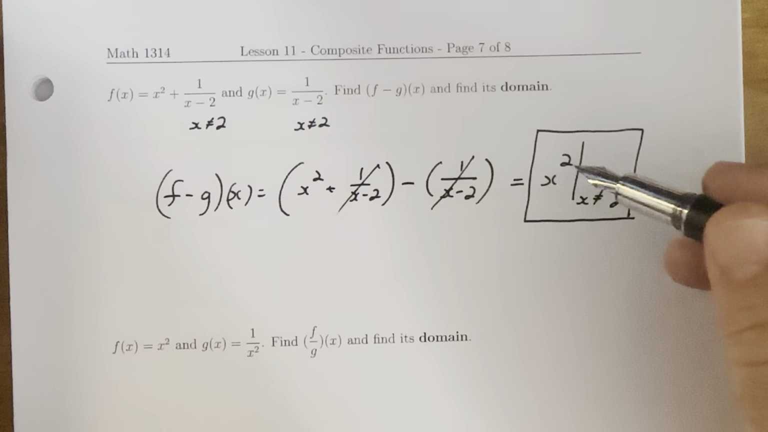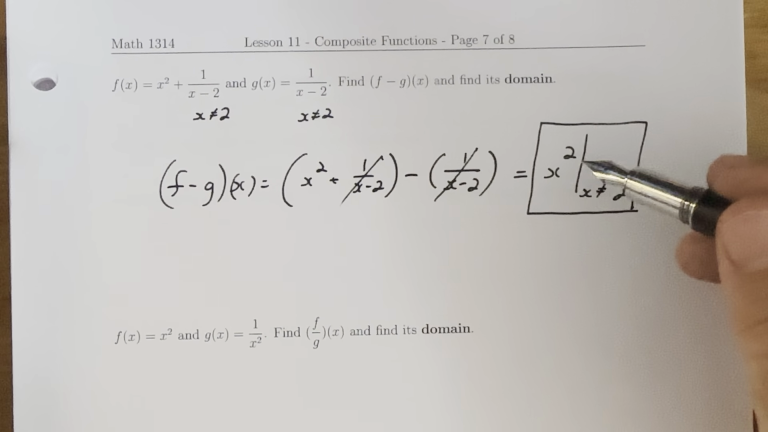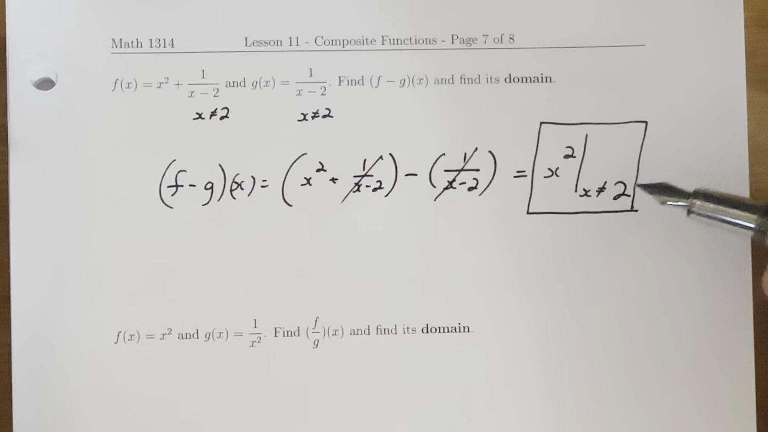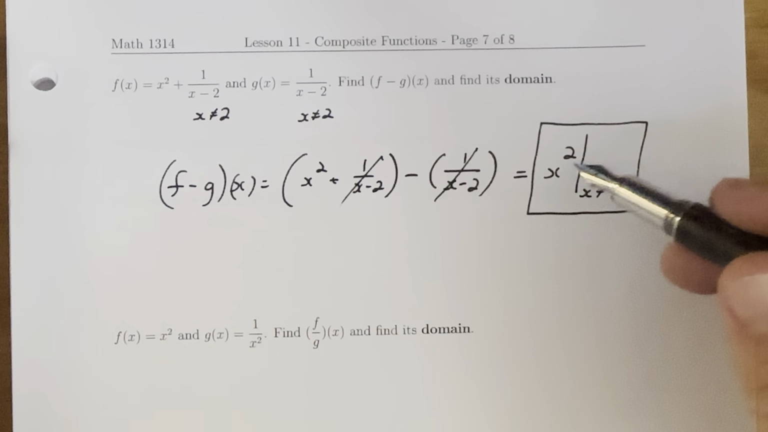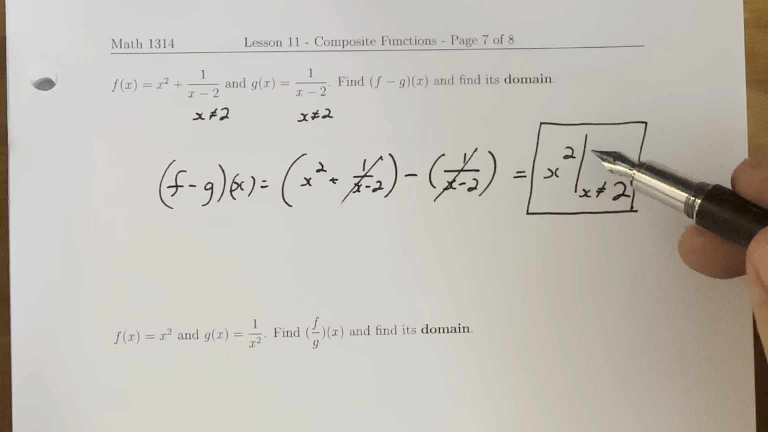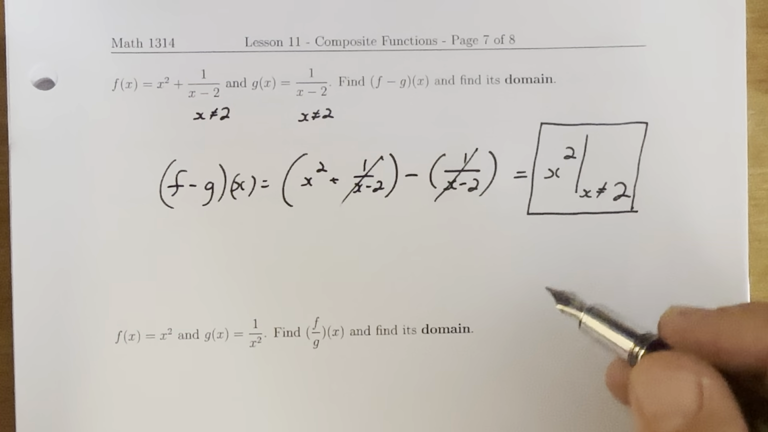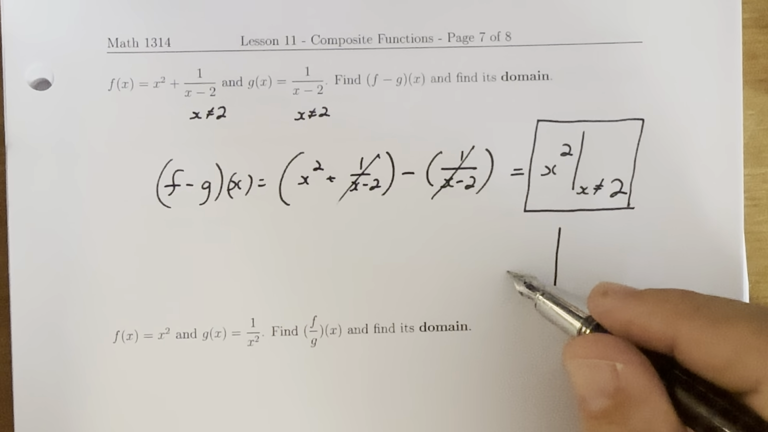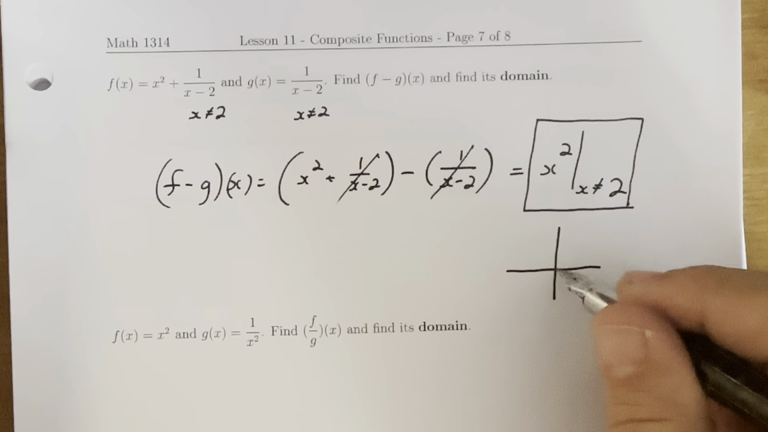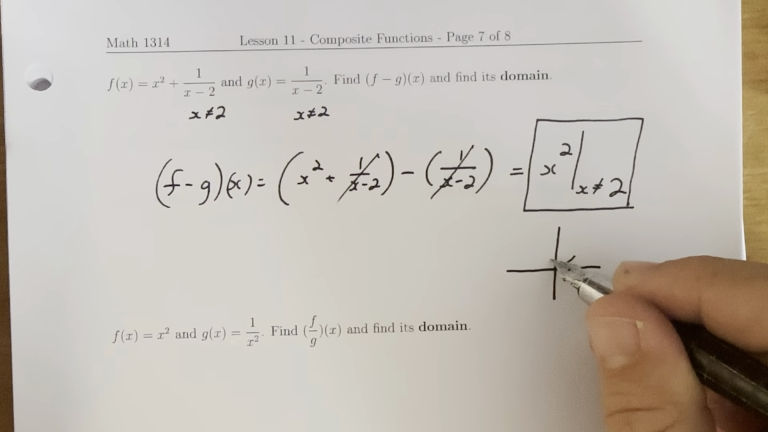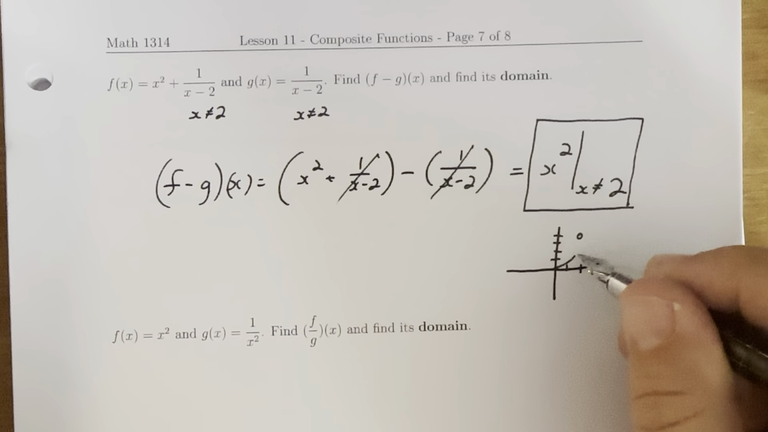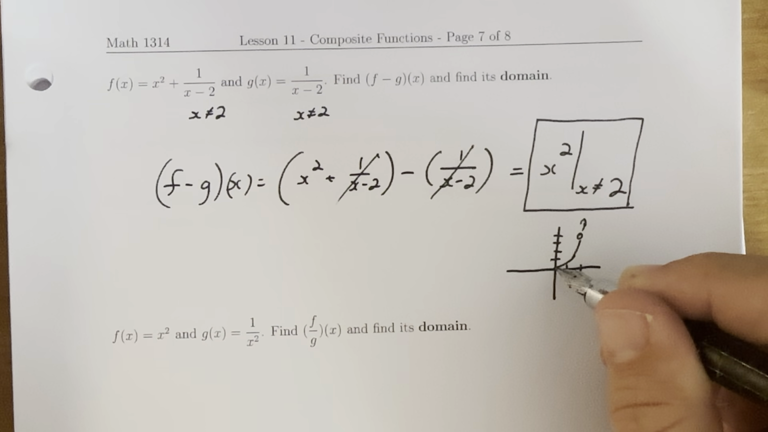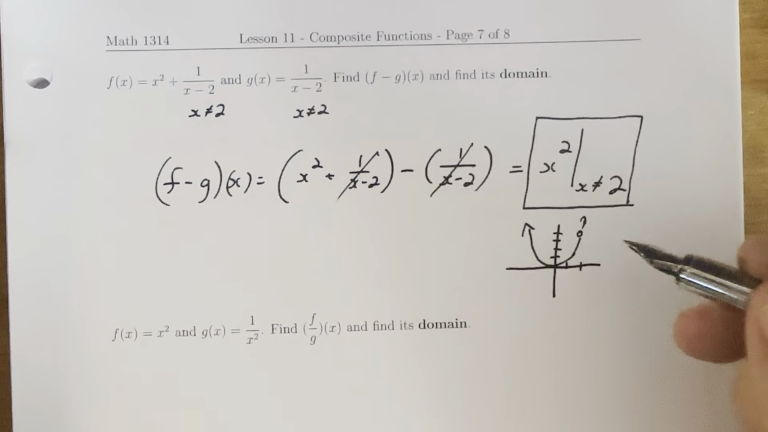And so this would just be a standard parabola going through the origin, but you'd have an open circle at the point 2, 4. Right, because when you plug in 2, you'll get 4, but you won't plot that point. You'll put an open circle there. So it would look something like this. This open circle there. All right, there we go.